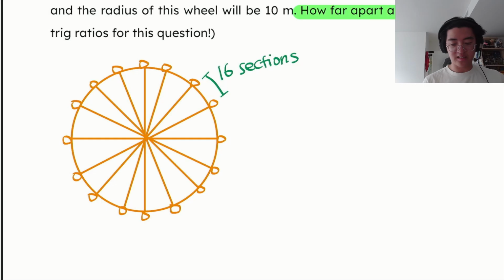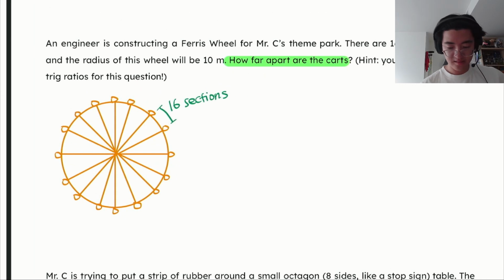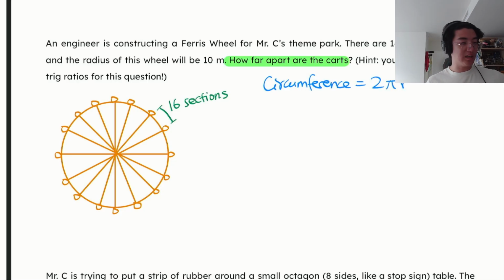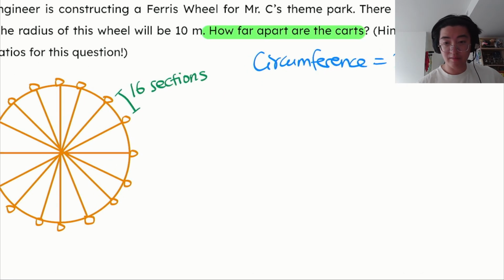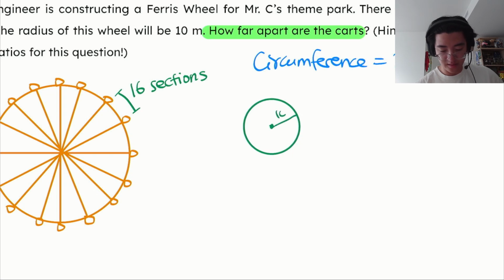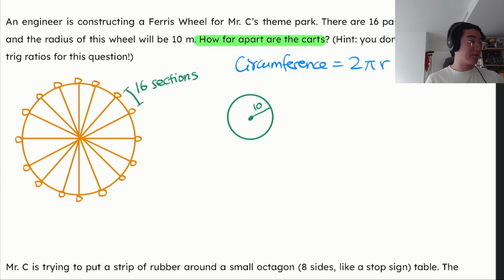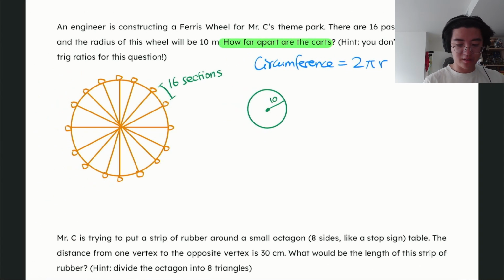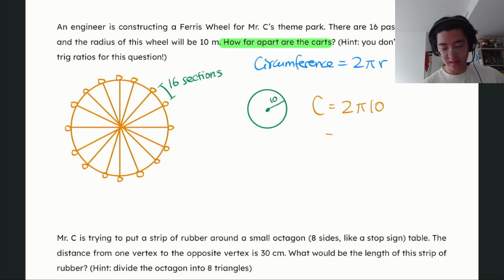Another hint is using the circumference. So circumference, or the perimeter of a circle, is 2 times pi times the radius, 2 pi r. And we know this circle here has a radius of 10 meters. Okay, so what do we do? First, we can know the circumference of this entire Ferris wheel, which is just 2 pi times the radius, so it's 20 pi.